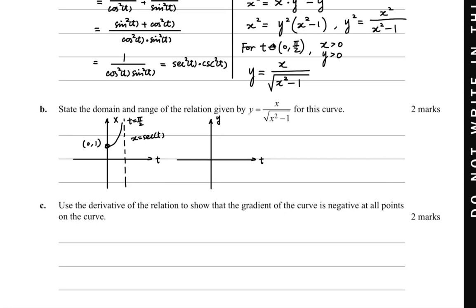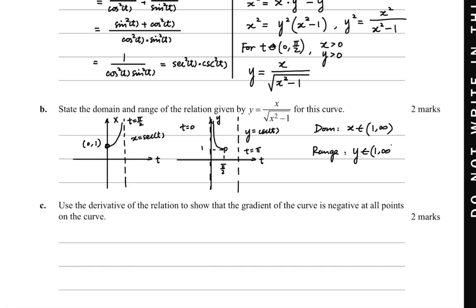How about the next one? y equals cosecant t. This is t equals pi. This is t equals 0. The full graph should look like that, but I only have half of the U shape. This is half pi. This is 1. So the domain is given by x goes from 1 to infinity. The range is y is an element of 1 to infinity as well.